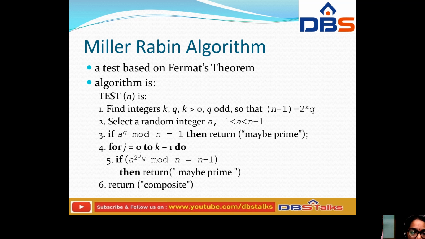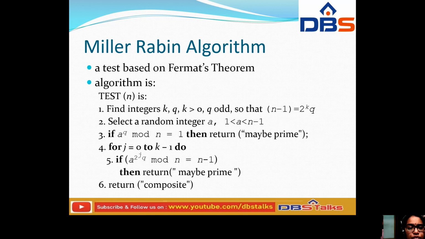So this is the Miller-Rabin algorithm. It is just based upon the primality theorem. So the algorithm is test of n, that is, how many number of times you are going to perform the test. For that, the theorem is: you have to find the integers k and q, where k is greater than 0 and q should be odd, so that n minus 1 is equal to 2 power k times q.